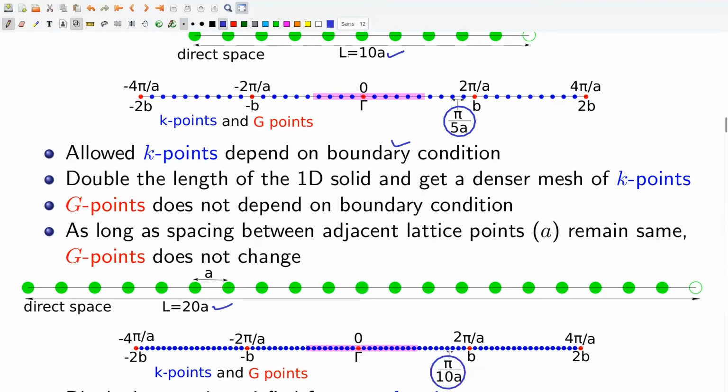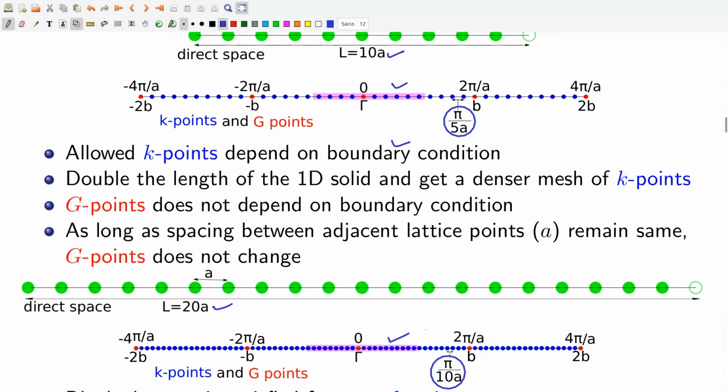For example, in case of L equal to 10a, distance between two adjacent k points is π/5a. However, if L is equal to 20a, then distance between two adjacent k points is π/10a. For L equal to 10a, there are 10 allowed k points in the first Brillouin zone. On the other hand, for L equal to 20a, there are 20 allowed k points in the first Brillouin zone. For very large value of n, k point mesh becomes so dense that we can consider it to be almost continuous.